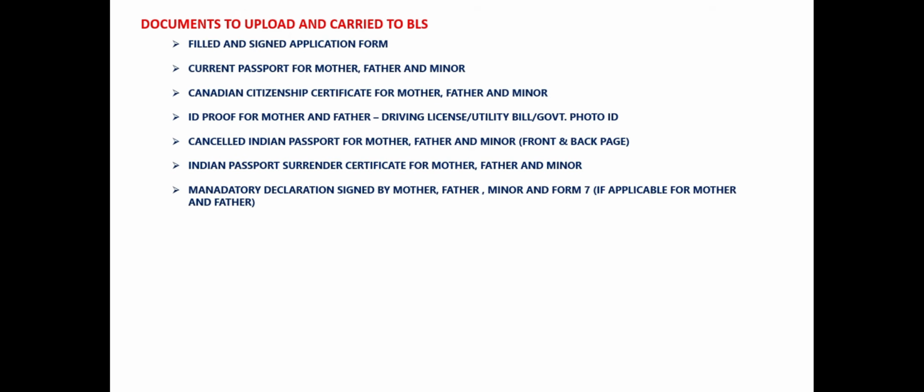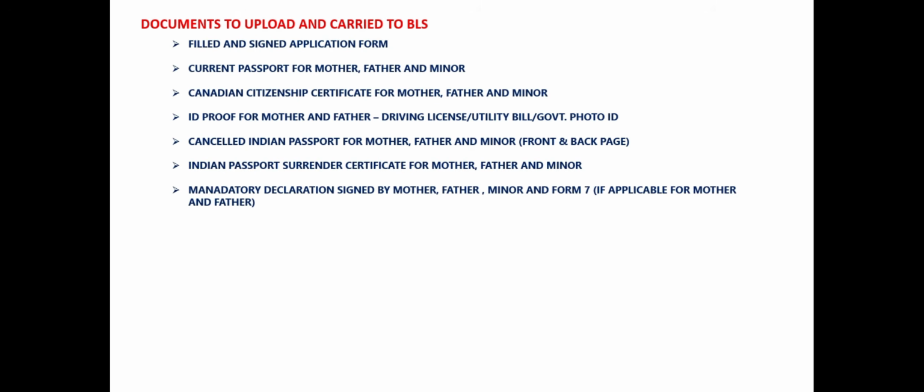Filled and signed application form, current passport for mother, father, and minor, front page of the current passport, Canadian citizenship certificate for mother, father, and the minor child, ID proof for mother and father. It can be the driving license of both the parents, utility bill, or any government issued photo ID. Cancelled Indian passport for mother, father, and minor, both front and back page. Indian passport surrender certificate for mother, father, and minor. Mandatory declaration signed by mother, father, and minor, and Form 7 if applicable for mother and father.